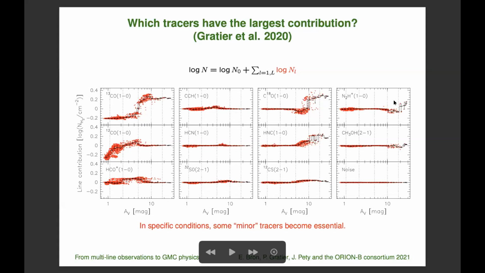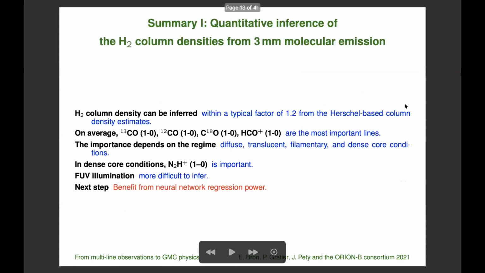And finally, you see that even though on average you only need the 5 lines, 13CO, 12CO, HCO+, C18O, to reconstruct the column density, in some regions, especially for high AV, you need some specific tracers, for example N2H+, which are very good tracers of the most dense regions of the interstellar medium.